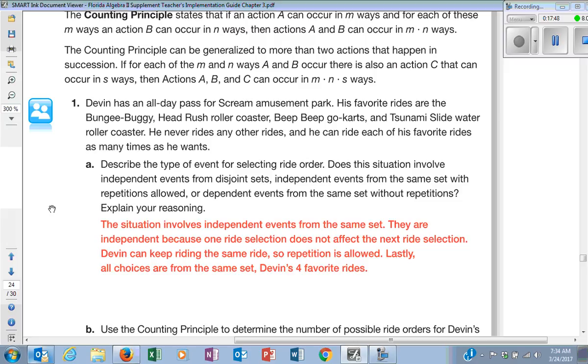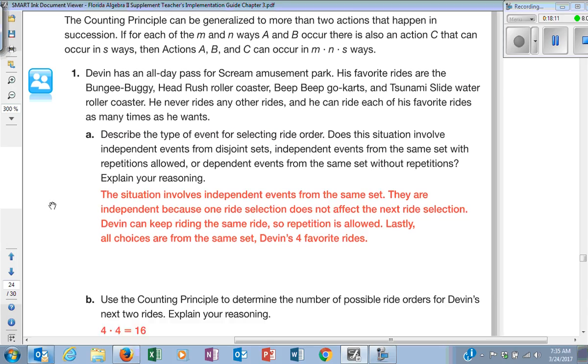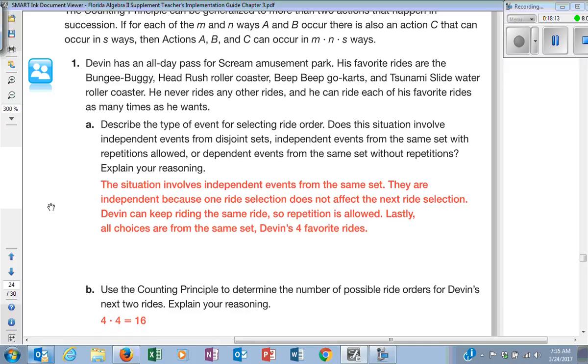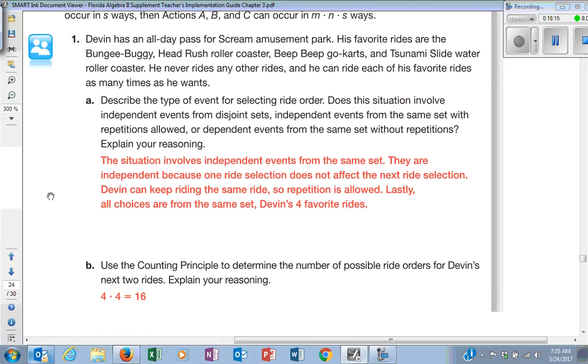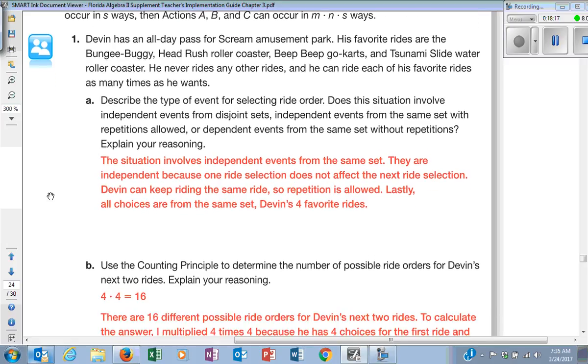If he rides the bungee one, does that mean he can't ride bungee again the second time? You with me? Because once he rides bungee, he can ride bungee again if he wanted to. Right? Okay? So repetition is allowed. Lastly, all of the choices are from the same set, Devin's 4 favorite rides, right?